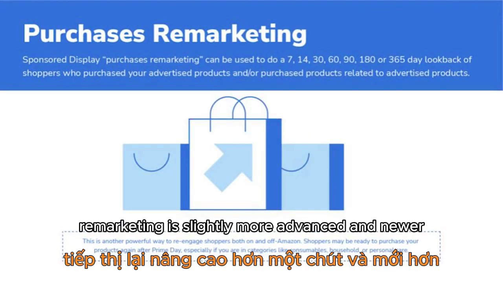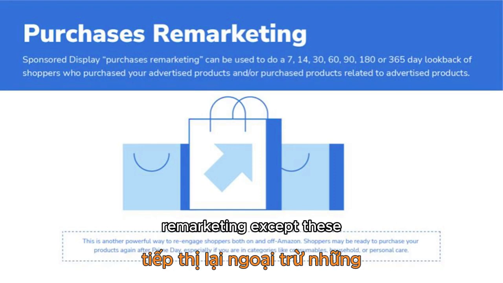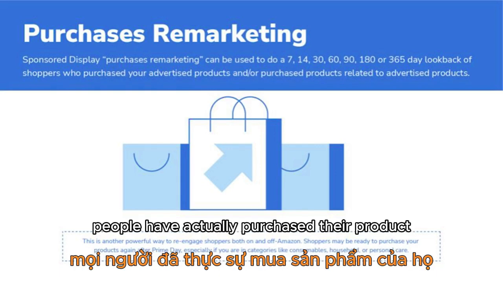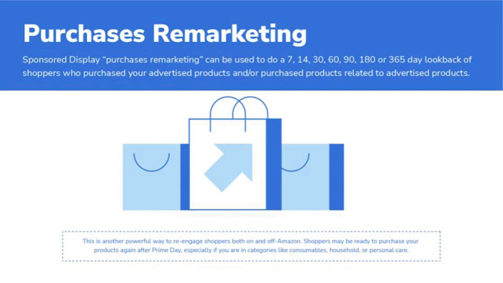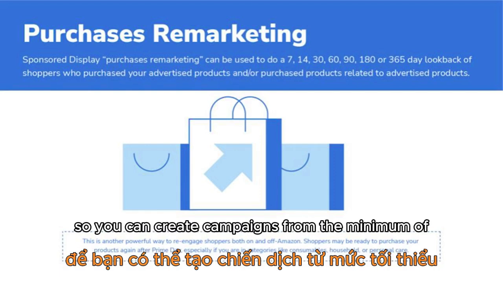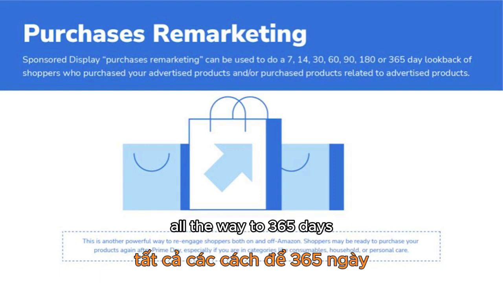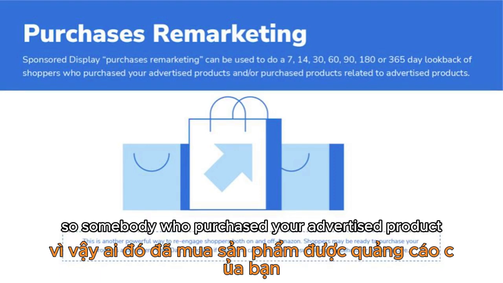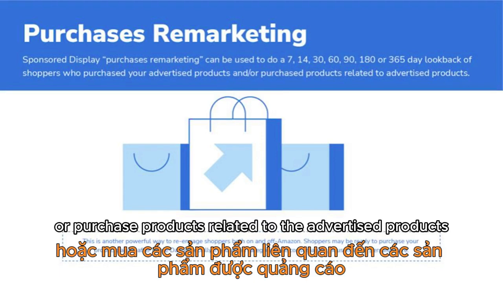Purchases remarketing is slightly more advanced and newer. This is essentially a variation on the views remarketing, except these people have actually purchased your product. The look back period has been expanded from a 90-day maximum as the previous to a year. So you can create campaigns from a minimum of 7 days look back all the way to 365 days. So somebody who purchased your advertised product or purchased products related to the advertised product.